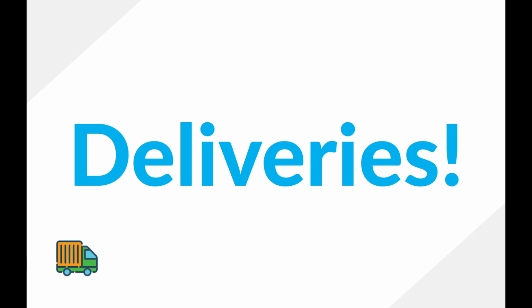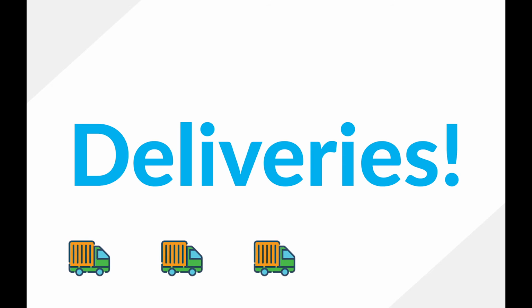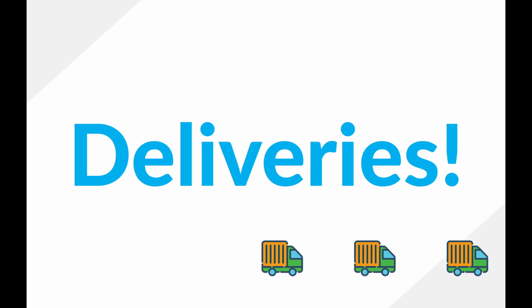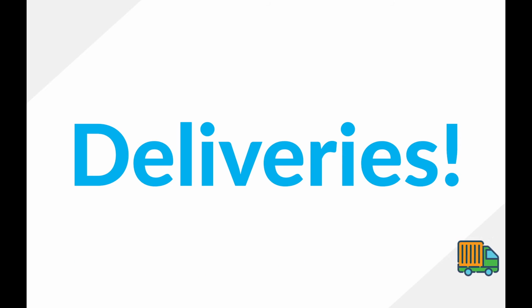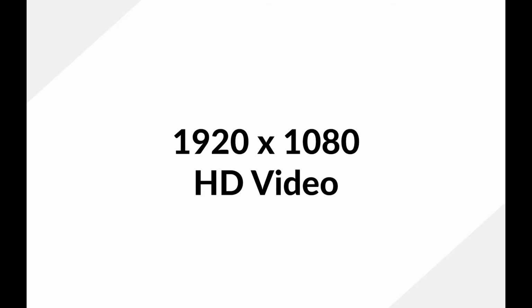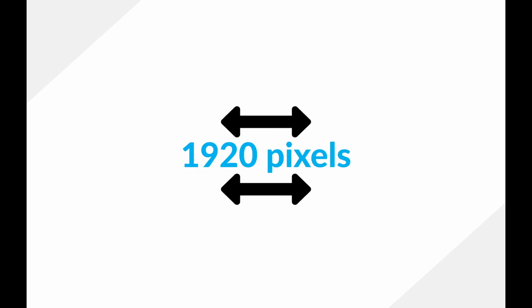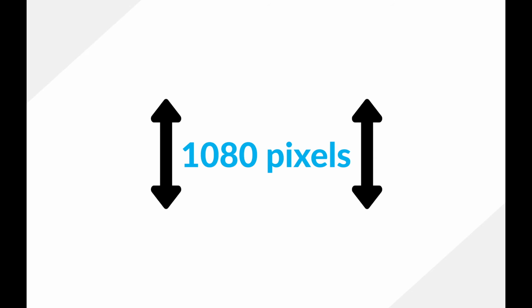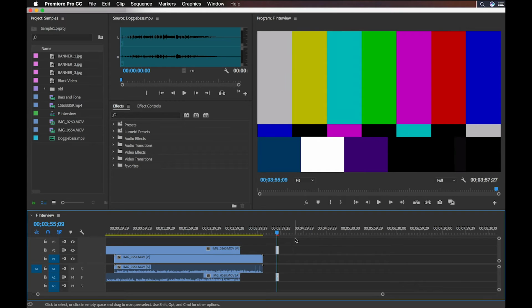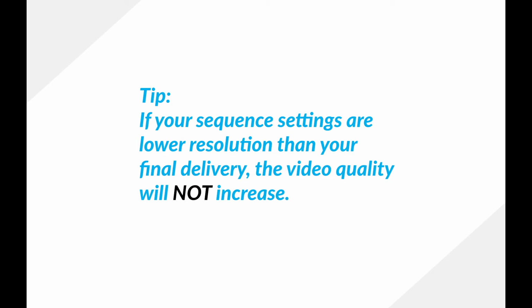When you're done with a project, what are you going to deliver? You should know that at the very start of your project and make your sequence reflect it. Most of the time, you're probably going to deliver 1920 by 1080 HD video. That means 1920 pixels sideways, 1080 pixels up and down. If you're delivering something smaller, it's easy to output smaller, but if your sequence settings are something around 720p and you need to deliver 1080p, the video quality will not increase. It will be like you're stretching an image.